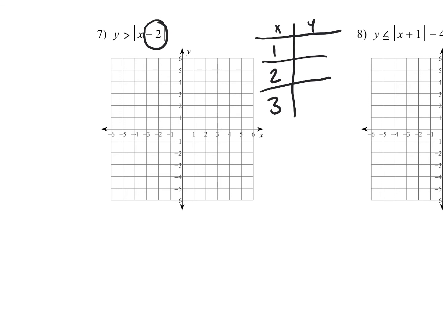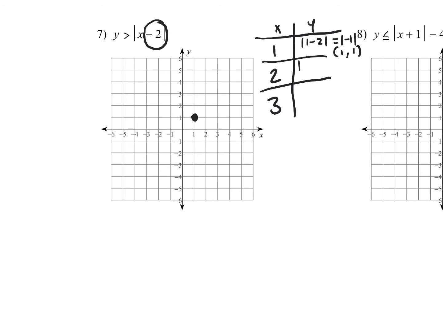So I have the absolute value of 1 minus 2. What's 1 minus 2? Negative 1. And what's the absolute value of negative 1? 1. So my point here is 1, comma 1. So I go to the right 1, up 1.